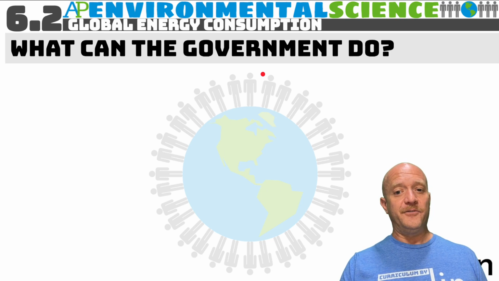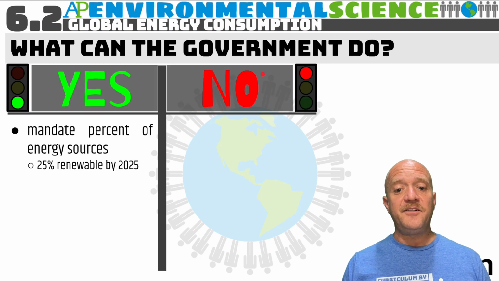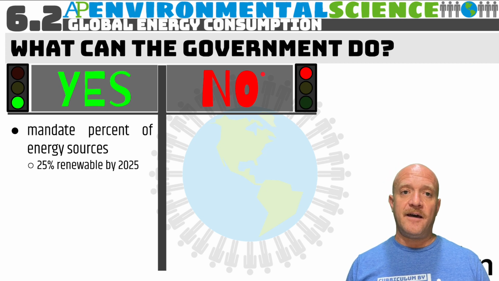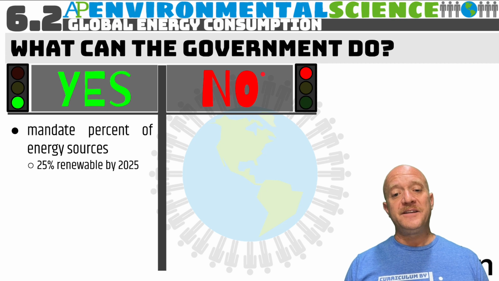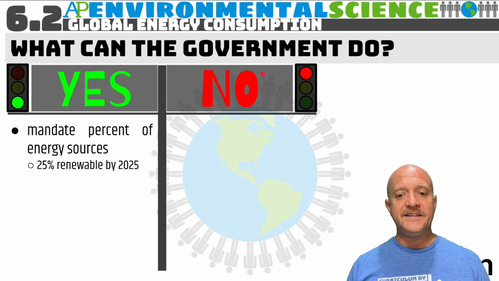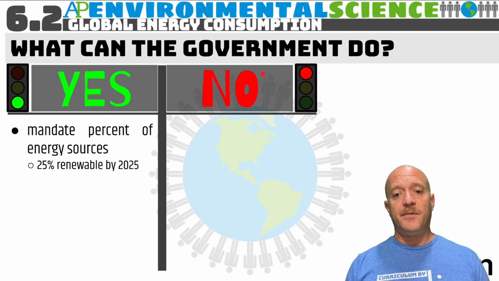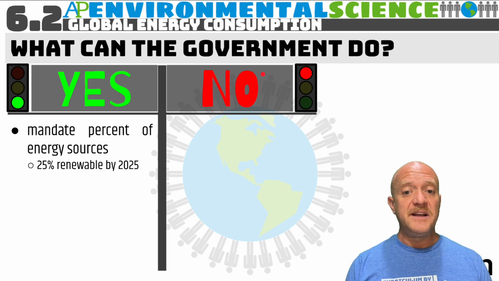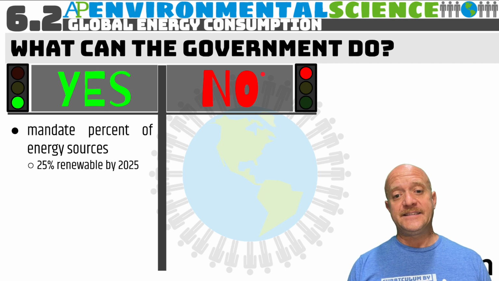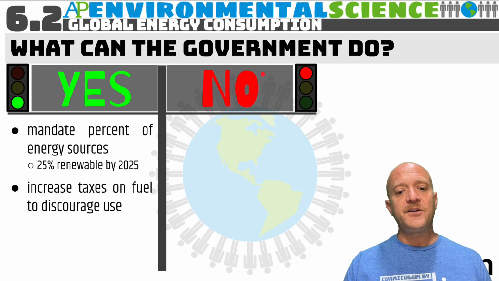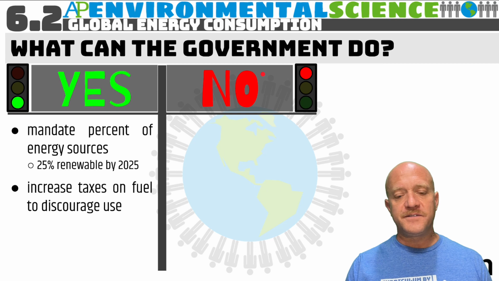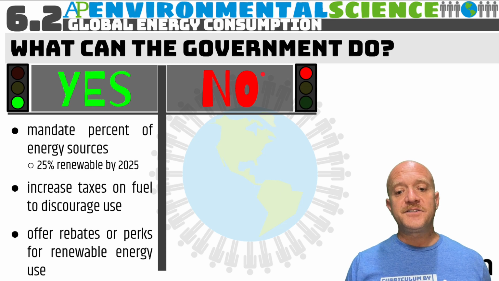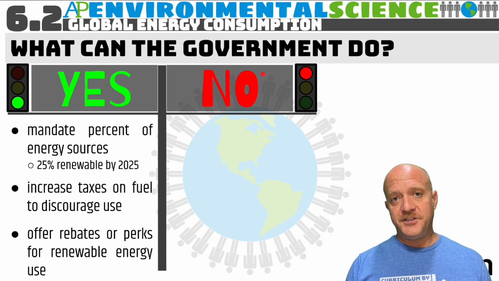Okay, so what can the government do? So things that the government can do is they can mandate the percent of energy sources. Like, for example, the United States has mandated that 25% of our energy should be renewable by 2025. European countries are taking a much stronger approach, and they're definitely more sustainable, I would say, than the United States. They can also increase taxes on fuels in order to discourage the use. You can increase the gas taxes. They can also offer rebates or any sort of economic perks for using renewable energy sources.